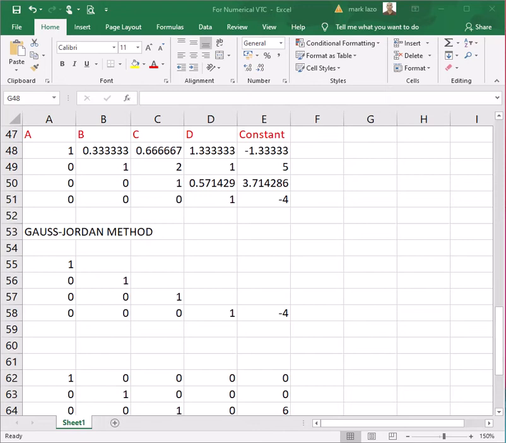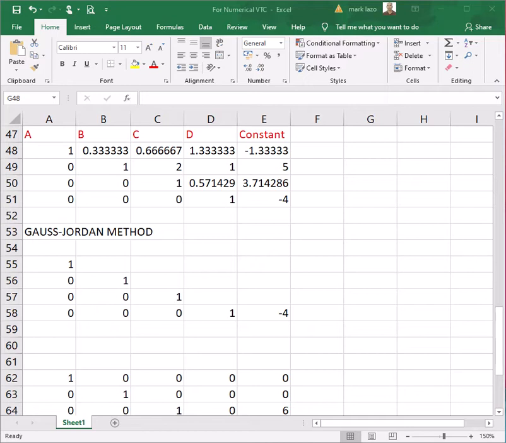In this topic, we will be discussing the Gauss-Jordan method. As a review, the principle of the Gauss-Jordan method requires us to derive a unity matrix wherein all the elements above and below the diagonal values of 1 should be equal to 0.